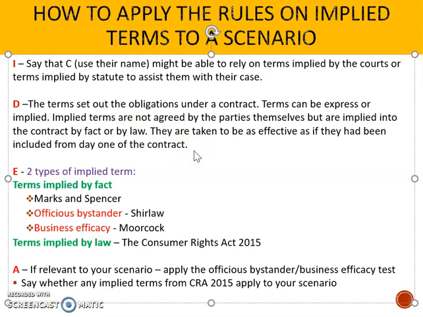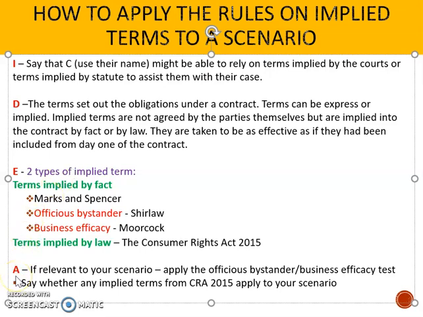And they're taken to be as effective as if they'd been included from day one of the contract. And then in your E, you are going to explain the 2 types of implied term using your cases. There isn't an awful lot to write here on implied terms, but remember that in a scenario, you'll probably have done an idea on express terms and maybe exclusion clauses as well. So that's why this is a little bit shorter perhaps than we're used to. You will have other ideas in there as well.